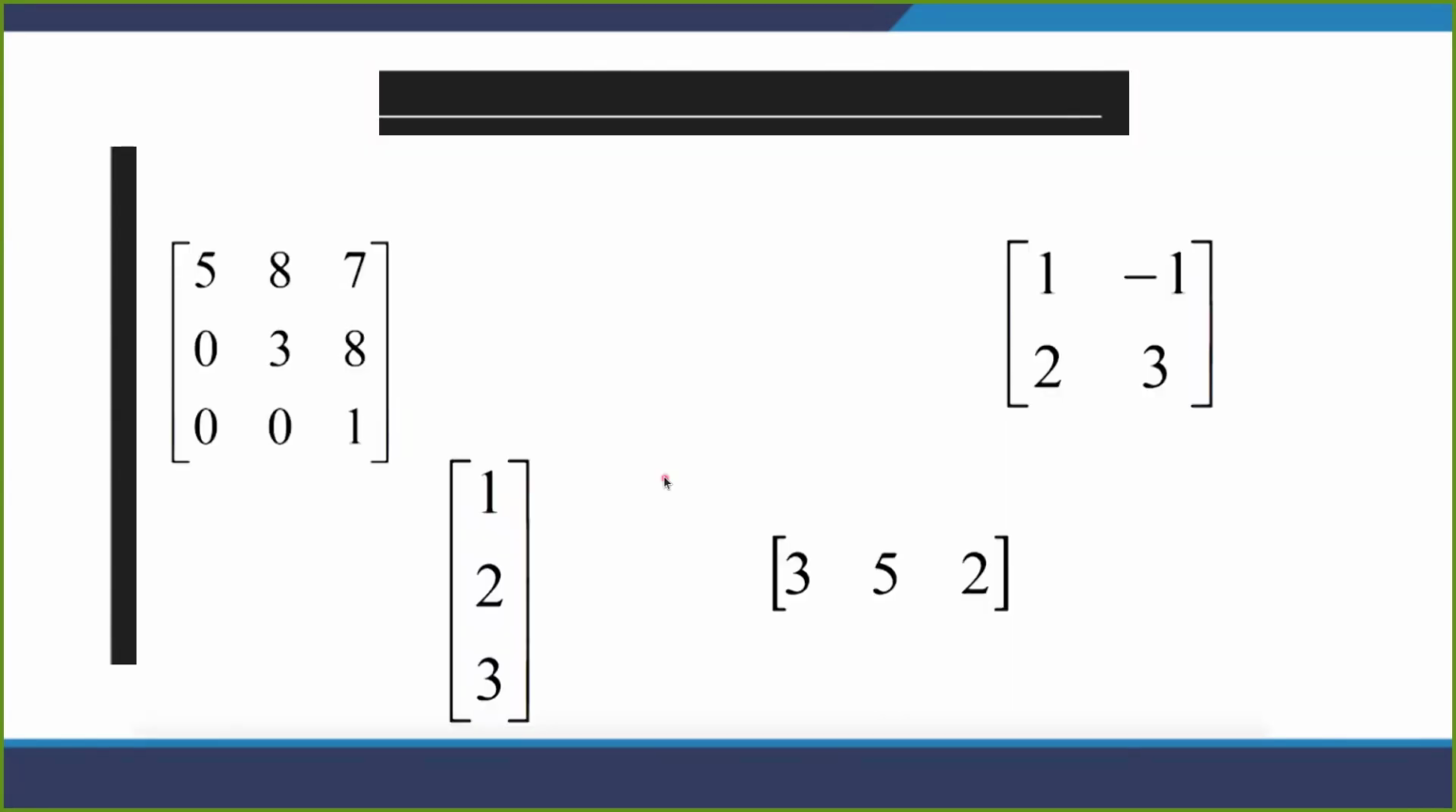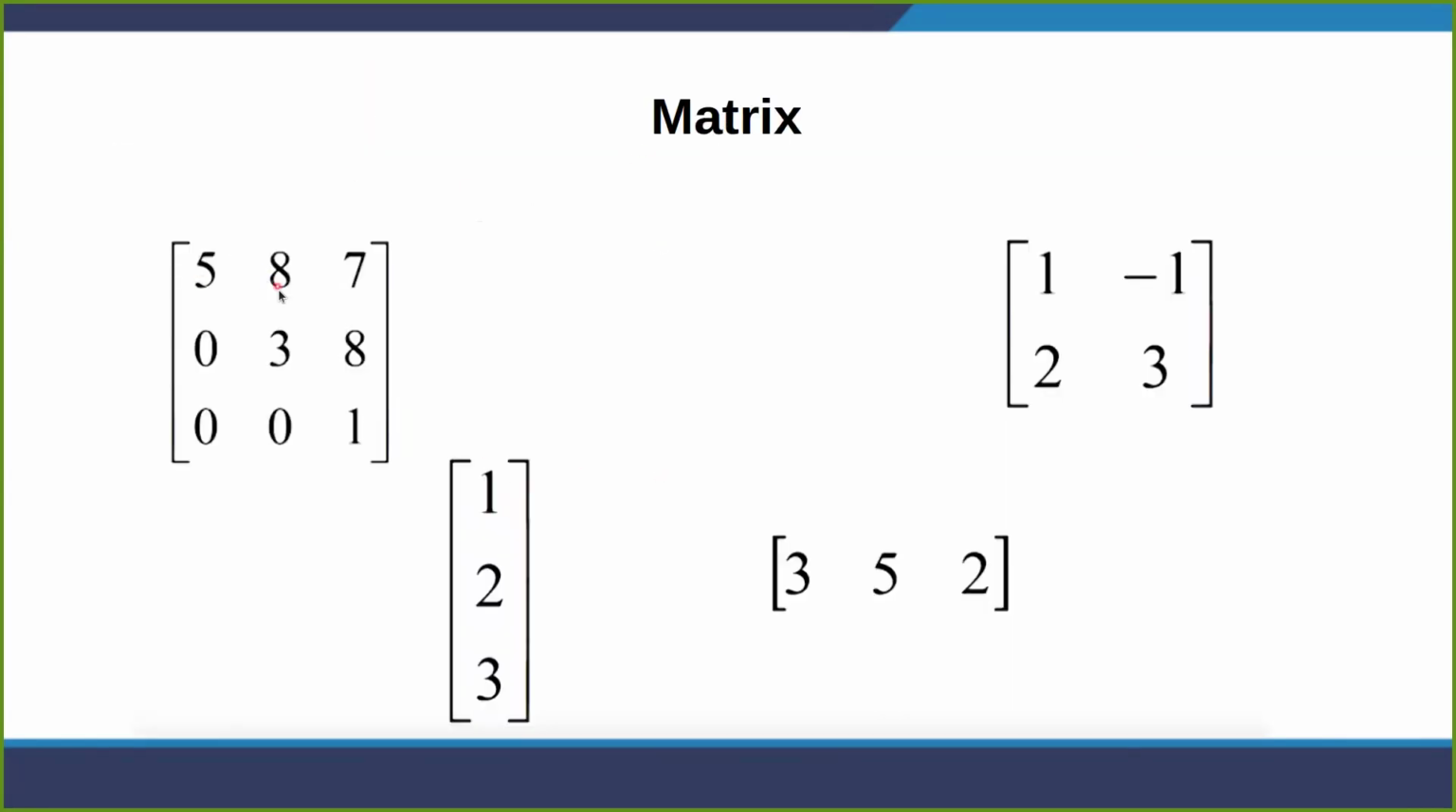So we'll just see some matrices. This is a matrix, this is a matrix, this is a matrix. What did we say in the definition? It should have one or more rows. So this has one, two, three rows, and one, two, three columns. Here it is three rows and one column. Here it is one row and three columns. Here it is two rows and two columns. So in every case, you can see one or more rows and columns. This is exactly a matrix.